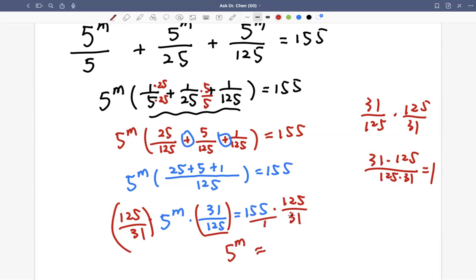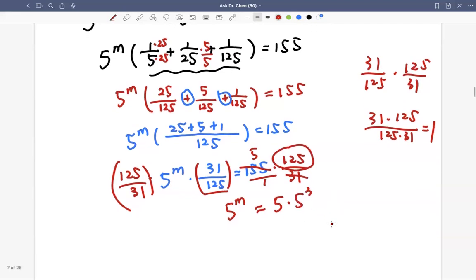Then on the right-hand side, when we multiply this, we see 31 goes into 155 5 times, right? Because 5 times 31, 1 times 5 is 5, 30 times 5 is 150, 155. So 5 raised by m equals 5 times, remember, 125 is 5 raised by 3. So we can rewrite this with the same base: we add the exponents, so that's 5 raised by 1 plus 3, which is 5 raised by 4. So that tells us m equals 4.